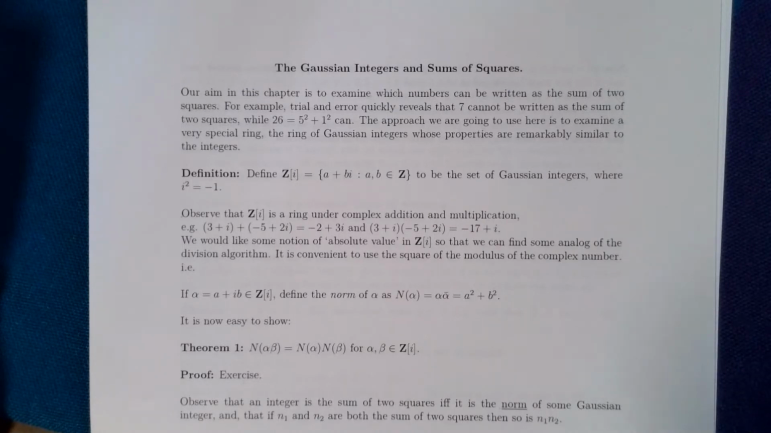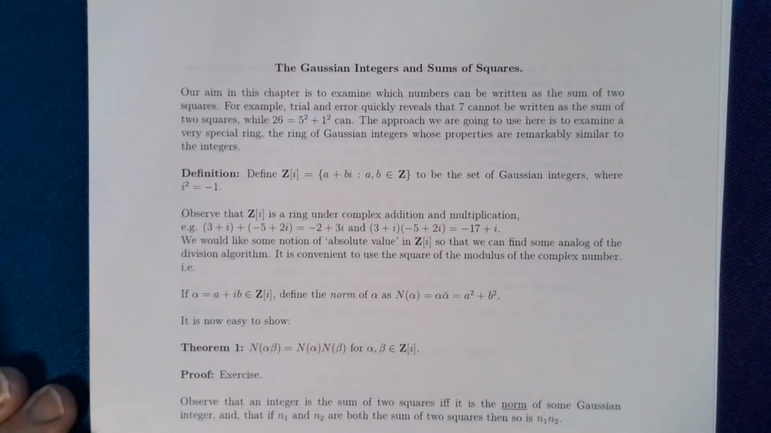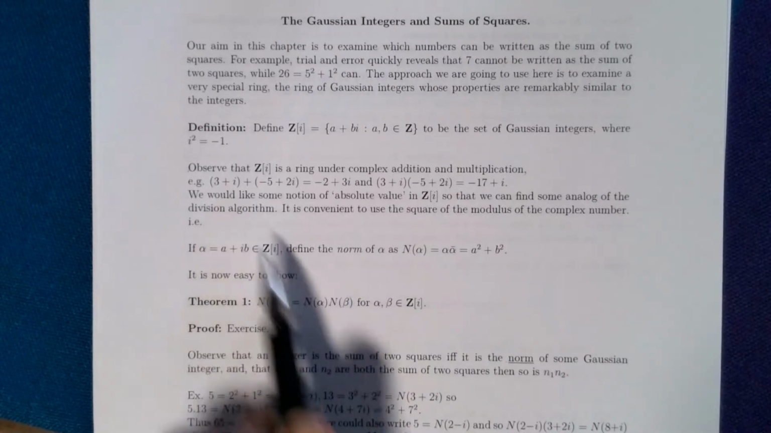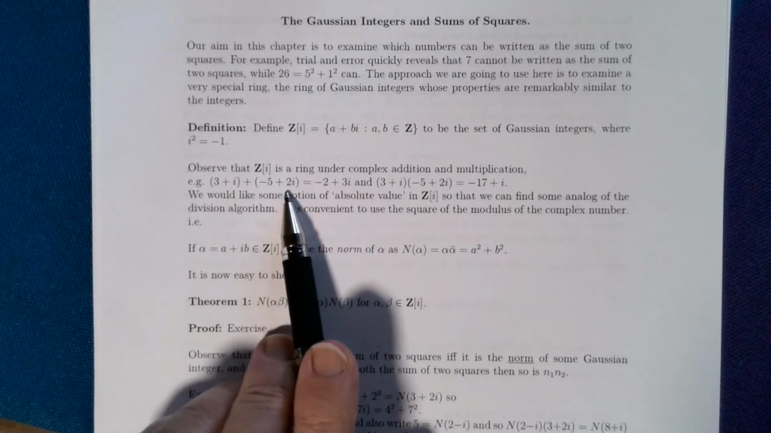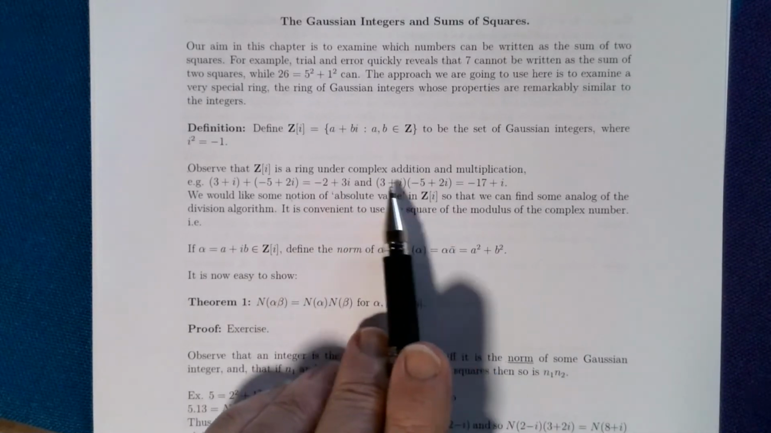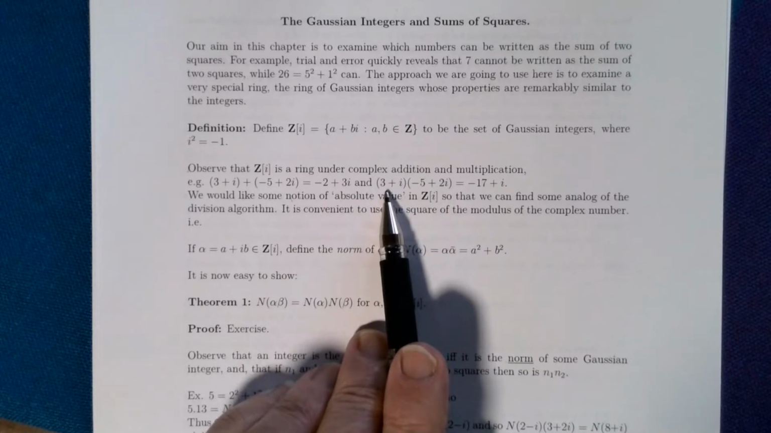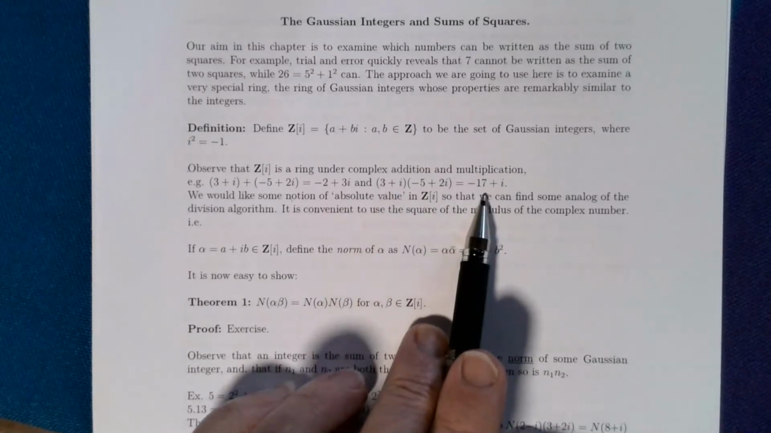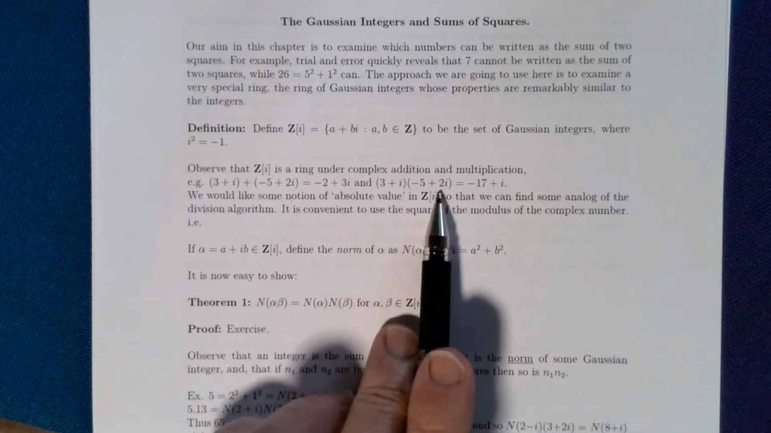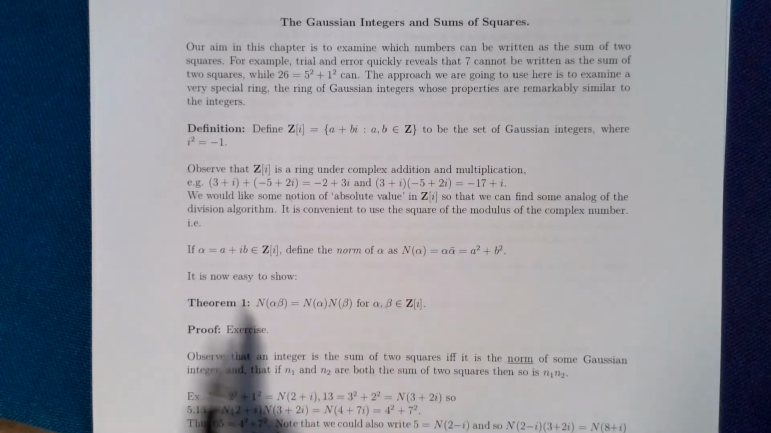Firstly, observe it is a ring. You can add, subtract, and multiply and stay inside the set, but not divide in general. So for example, we can take two Gaussian integers. Here's one, 3 plus i, and I can add minus 5 plus 2i, I get another Gaussian integer, or I can multiply these out using our usual rules of multiplication, which gives me minus 17 plus i. You will have come across complex multiplication in earlier courses in mathematics.